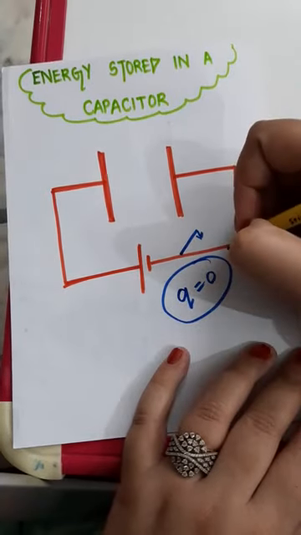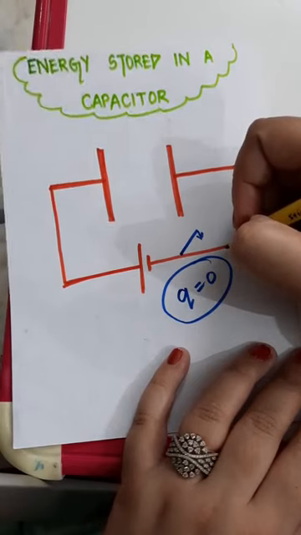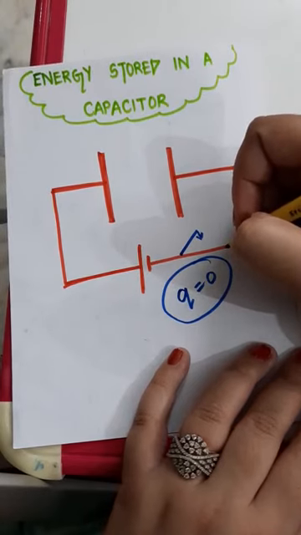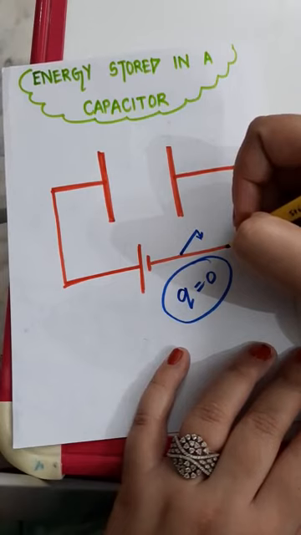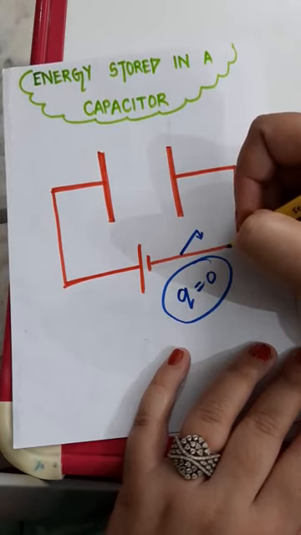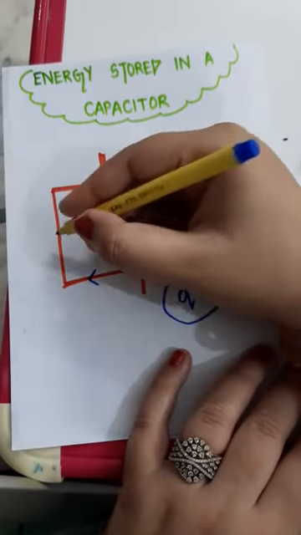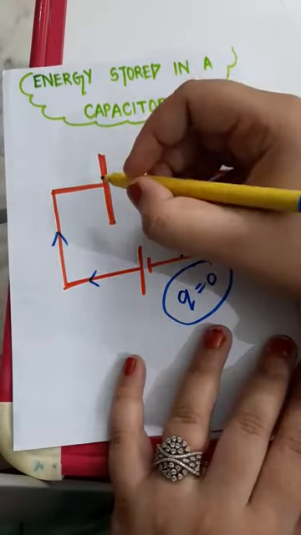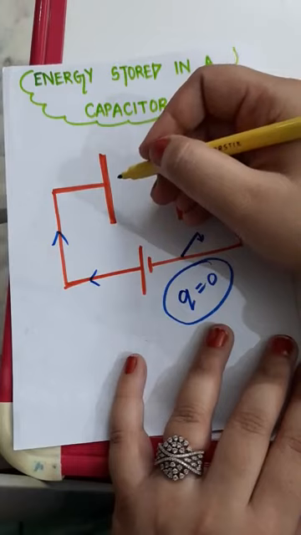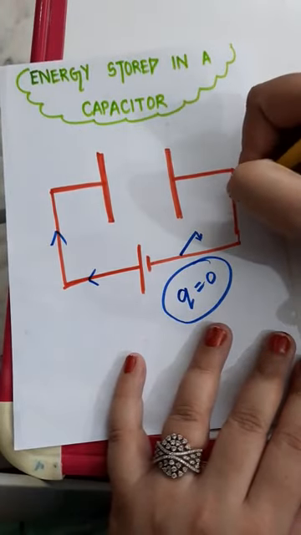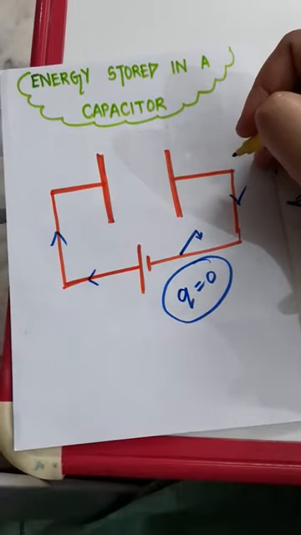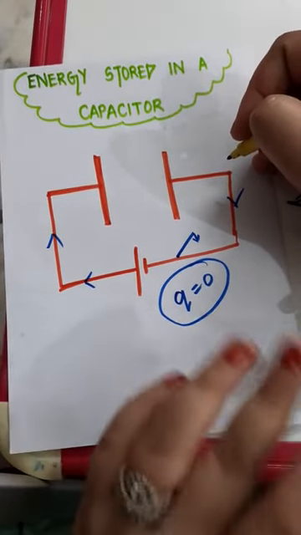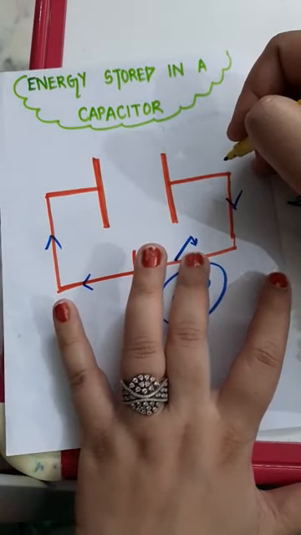But as soon as you tap this key, as soon as you close this key, what would happen? The circuit will become a closed circuit. And when it becomes a closed circuit, current starts flowing, charge starts flowing. So when the charge is going, some charge will be stored on the left plate and the right plate of this capacitor.